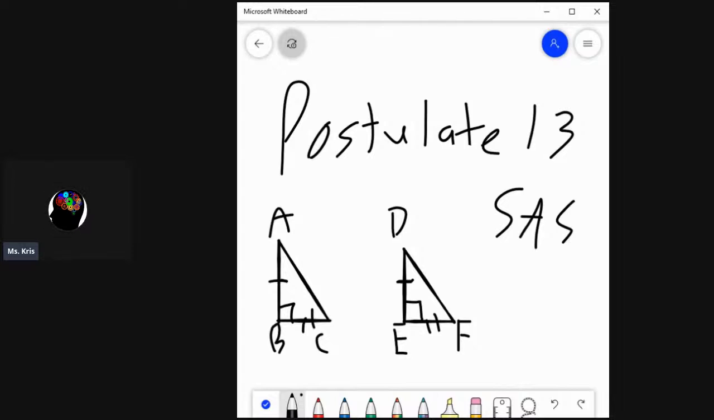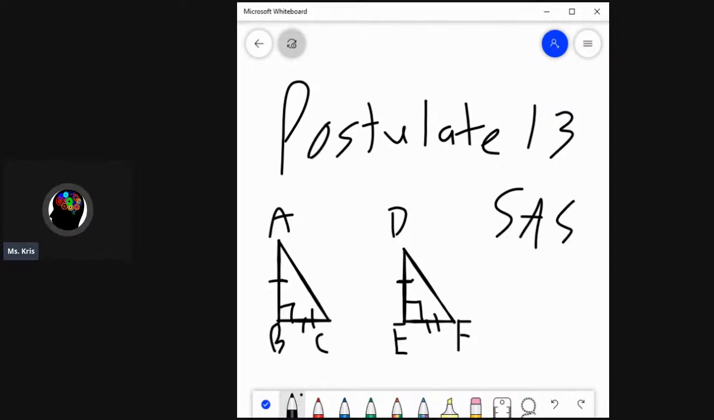If the given measure is side AB is congruent to DE, angle B is congruent to angle E, and side BC is congruent to side EF, then the postulate of side angle side is proven by definition because you have the same side congruency, the same angle congruency, and the same second side congruency. So if all three check, that gives you side angle side.